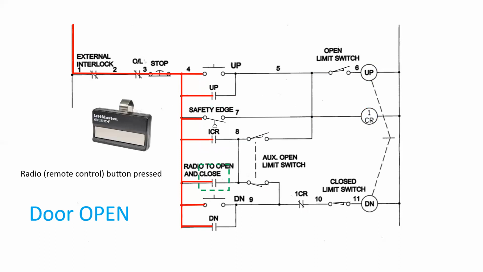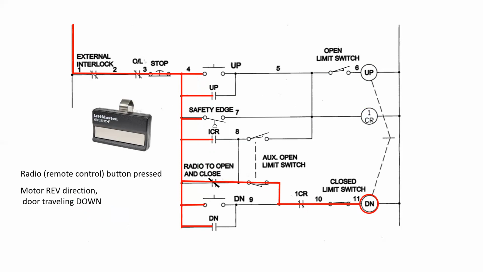Well, now the door is fully open. Let's use the remote again and press it and see what happens. At this point, when it's pressed, we see that there is now, due to the position of the limit switches, a path for current to flow from that radio open and close contact to the down coil. At this point, the down energizes and my down holding contact closes.